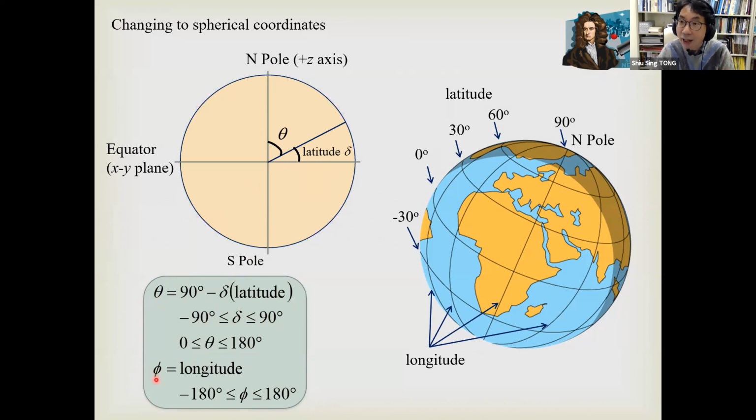And the angle phi is just the longitude. In spherical coordinates, the angle phi is just the longitude. And in this special case, we don't have 0 to 2 pi. We have phi extending from minus 180 degrees to plus 180 degrees. Okay, that is a convention for longitude only.